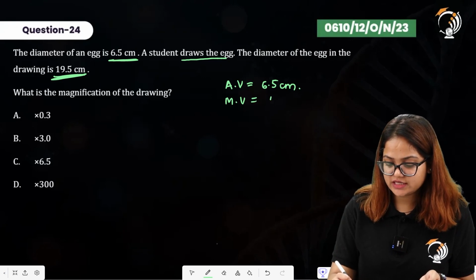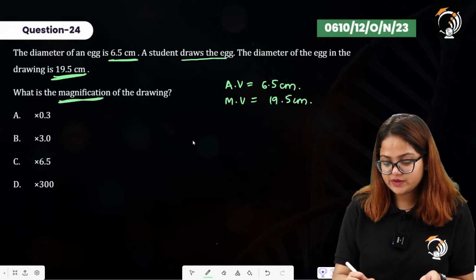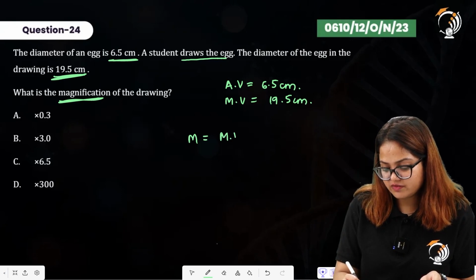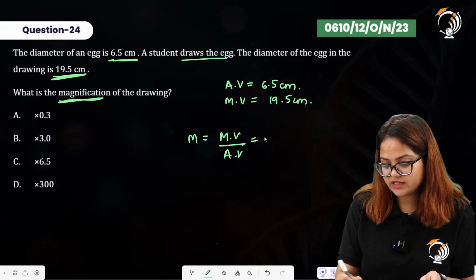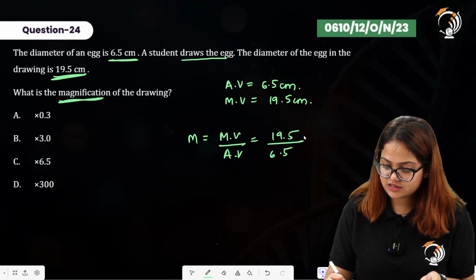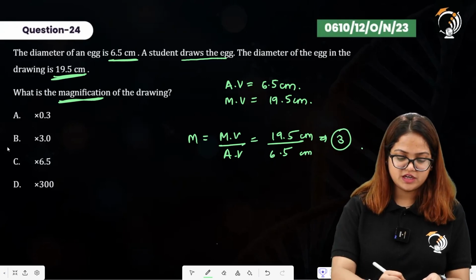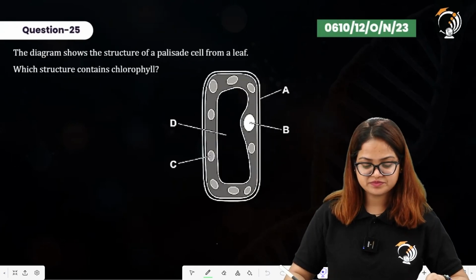Magnified value is 19.5 centimeter. We have to calculate magnification, that is magnified value by the actual value, that comes out to be 19.5 divided by 6.5 centimeter, that comes out to be 3 times. So option B is the right answer.